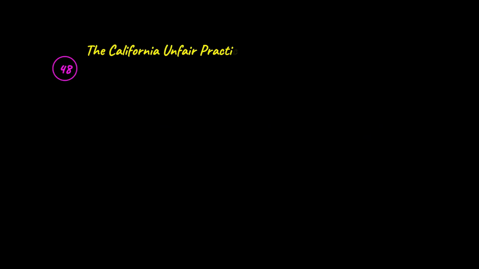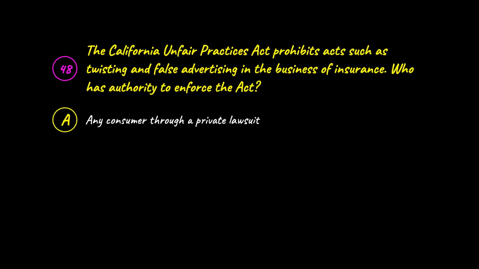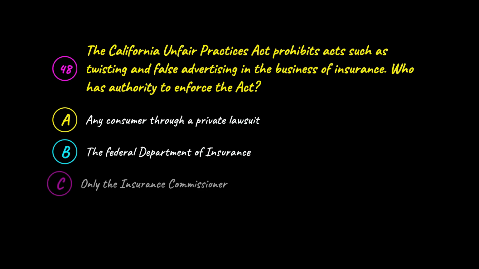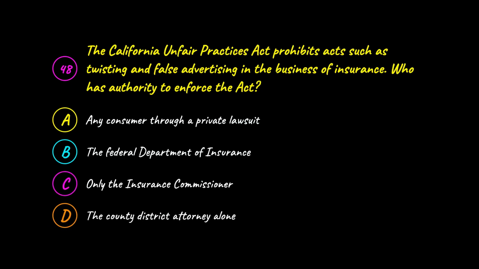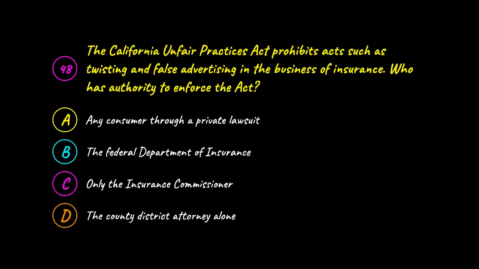Question 48. The California Unfair Practice Act prohibits acts such as twisting and false advertising in the business of insurance. Who has authority to enforce the act? Your options are A. Any consumer through a private lawsuit. B. The Federal Department of Insurance. C. Only the insurance commissioner. D. The county district attorney alone. Got a guess? Lock it in.